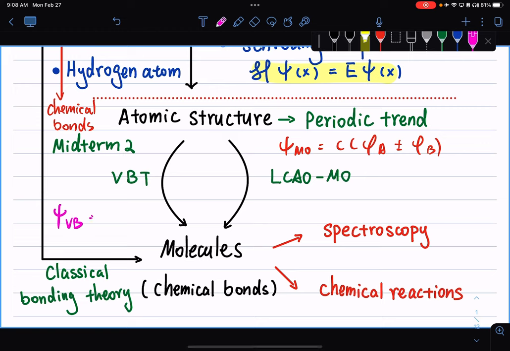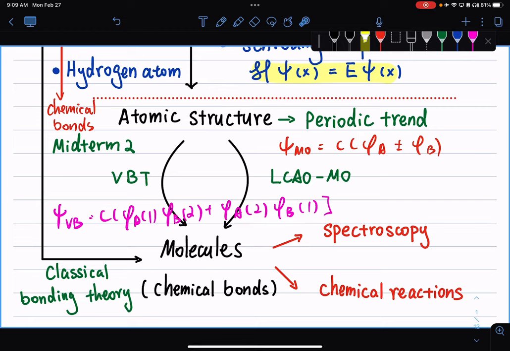So again, we have some constants, and then we have phi A1 times phi B2 plus phi A2 times phi B1. So in the valence bond theory, we have the product of your atomic orbitals. The reason we have two terms here is that now you don't know which electron comes from which atomic orbital. They're indistinguishable from each other. That's why we have two terms in your valence bond molecular orbitals.